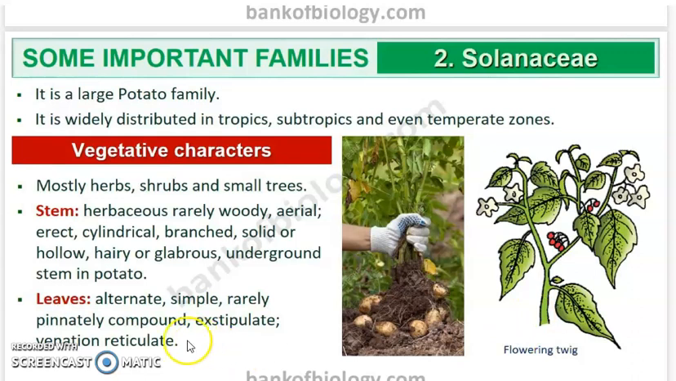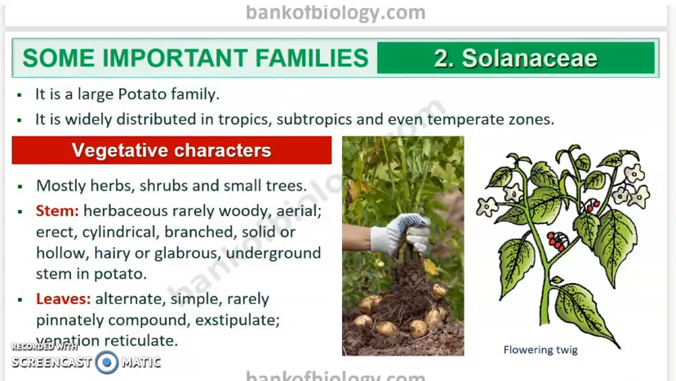Now coming to the leaf, they are alternate, simple, rarely pinnately compound, exstipulate, reticulate venated leaf. How are their leaves? They are alternate. So their phyllotaxy will be alternate phyllotaxy, and they will be simple. It means that they will have simple leaf. What is simple leaf? Lamina is entire. We are calling such leaf as simple leaf. And when there are incisions, these incisions will not reach the midrib.